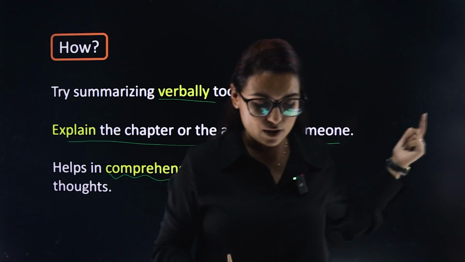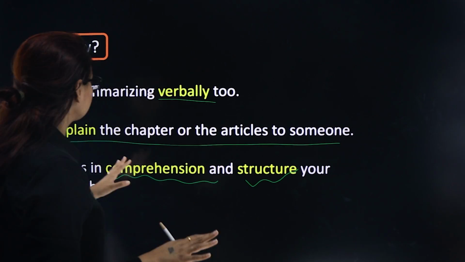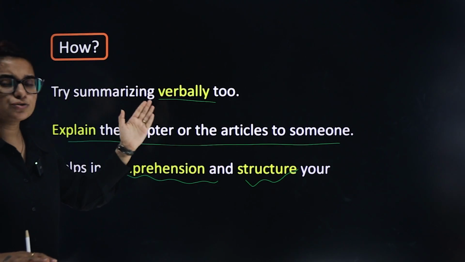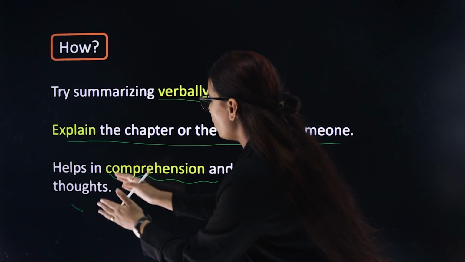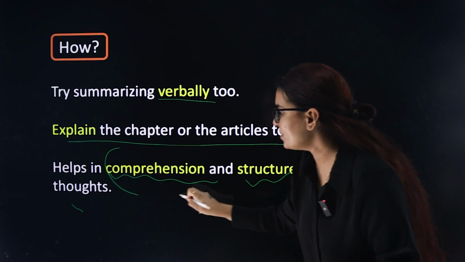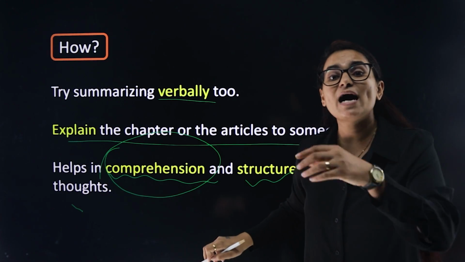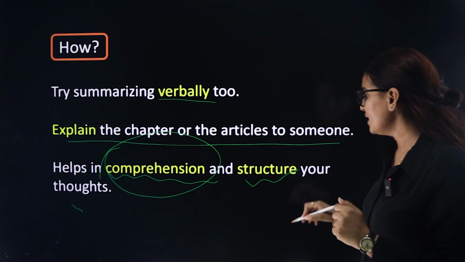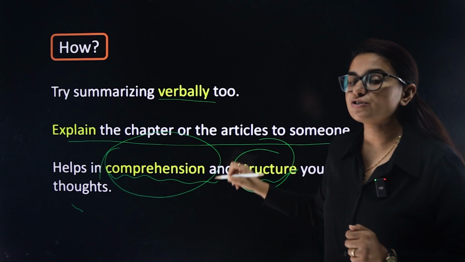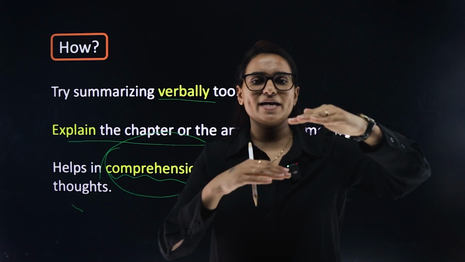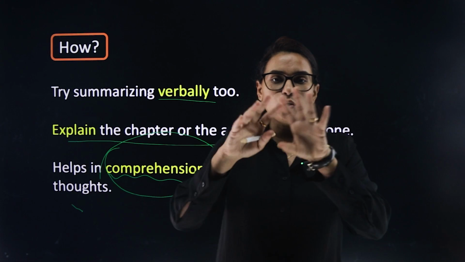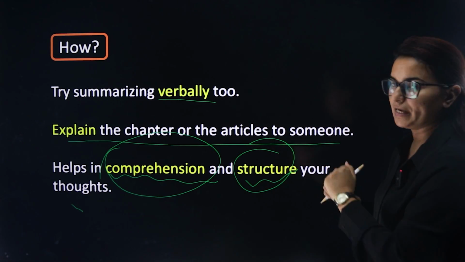Okay, let's take a minute. I'm trying to summarize it verbally. Why am I doing it verbally? Because I want people to comprehend what they have read, to understand what they have read, and they should be structuring their thoughts. What should I say first? What should come second? What should come in the end? This whole summarization should be done.